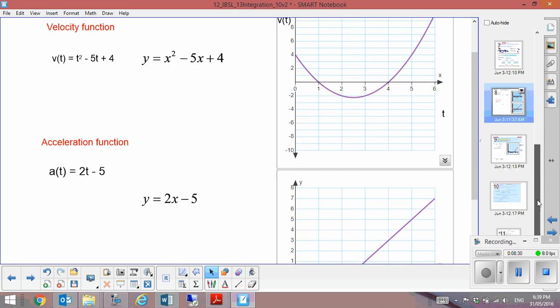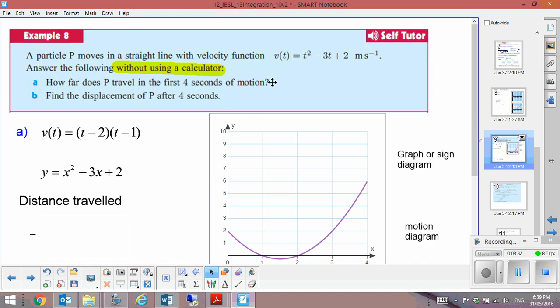All right, so in this example here, the particle P moves in a straight line with this velocity. This is out of your textbook. You're asked to answer this without a calculator. So how far does the particle travel in the first 4 seconds of motion? If it's saying how far does it travel, it's talking about distance travelled. Whereas in part B it says find the displacement of P after 4 seconds. That's about displacement, it's not distance travelled.